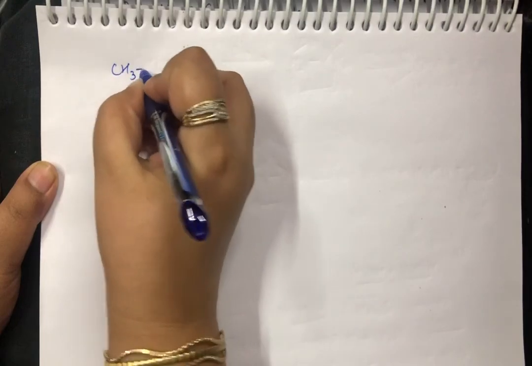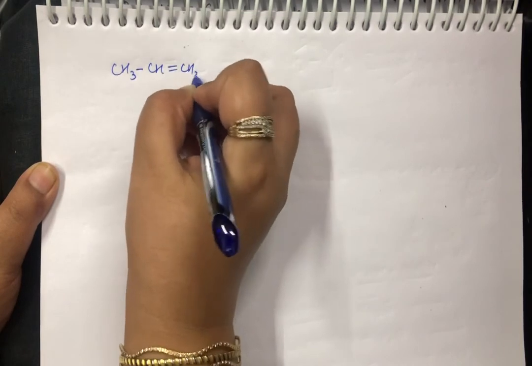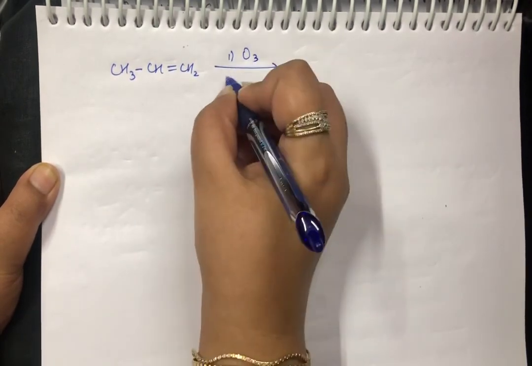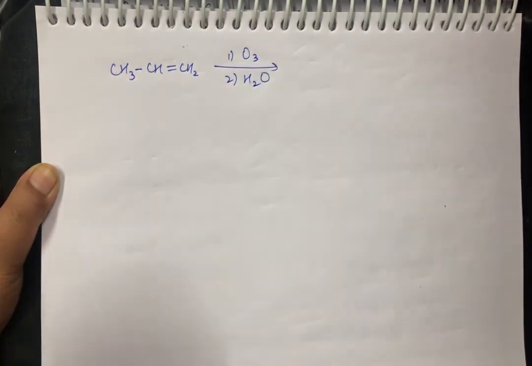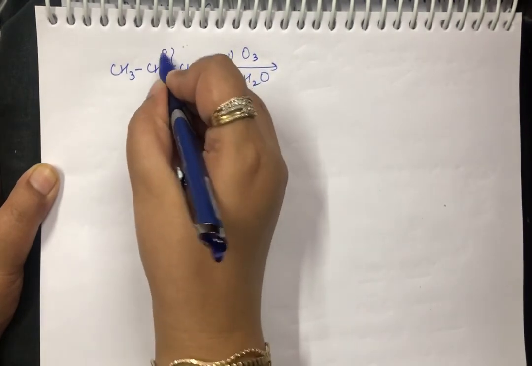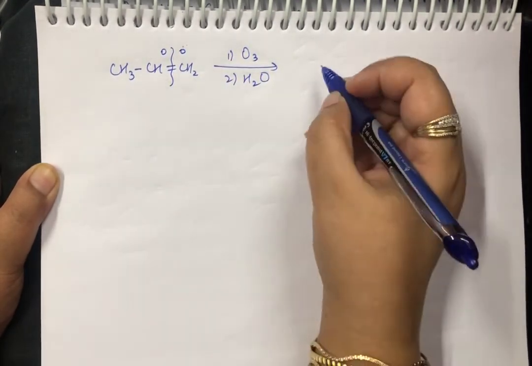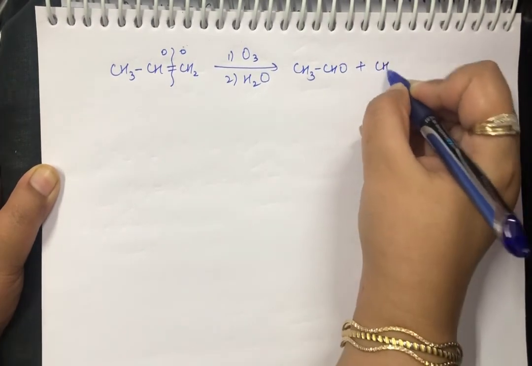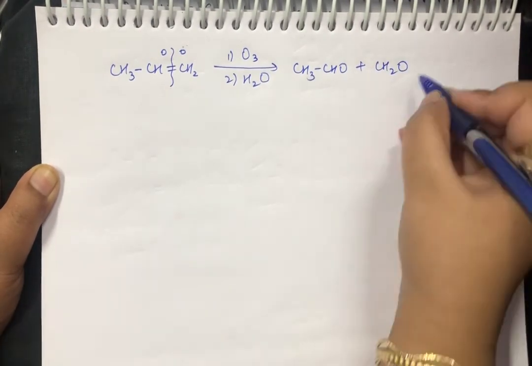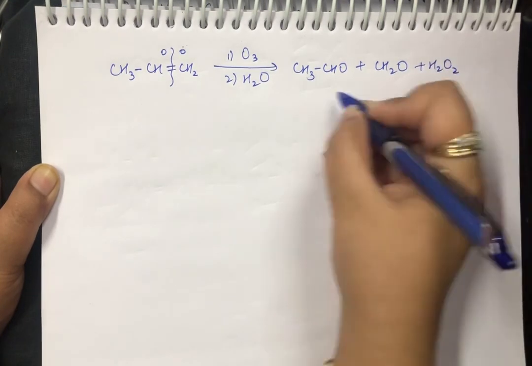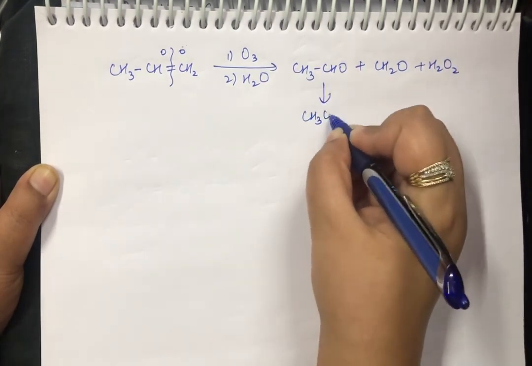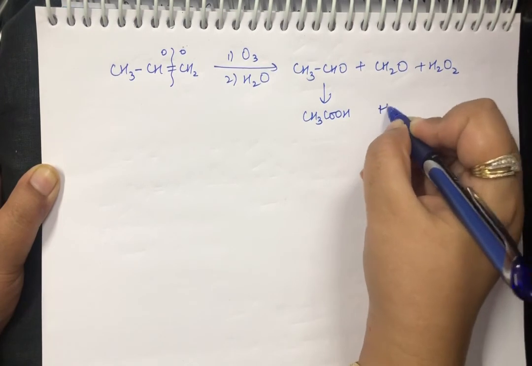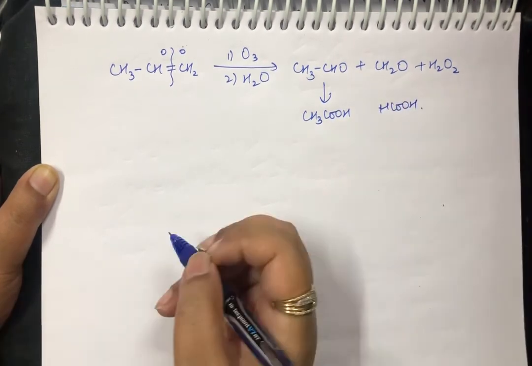Take a compound like this, an alkene like this, and you do ozonolysis and you do not add zinc. Now what will happen? It will break from here, oxygen here and oxygen here. What you will have is CH3CHO plus CH2O. But your reaction will not stop here, because there would be a peroxide. So eventually you will get acetic acid plus methanoic acid, right?